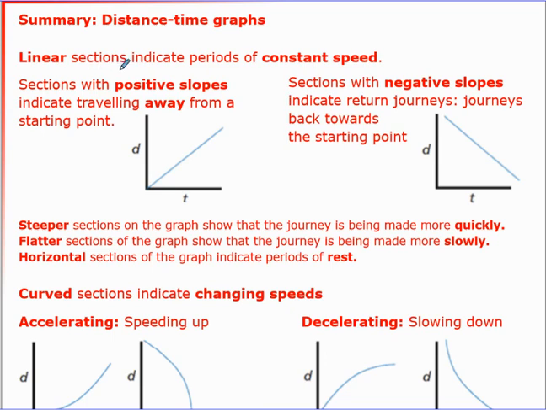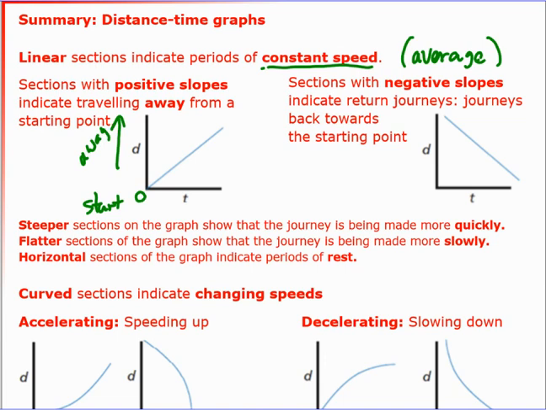So linear sections indicate periods of constant speed. Constant means average, meaning it doesn't take into account any deceleration or acceleration. We will talk about that soon. So a section with a positive slope will indicate traveling away from the start line. So this is the start line, right? This is the start. We're going away. Okay, so that's in the away direction, going away from it.